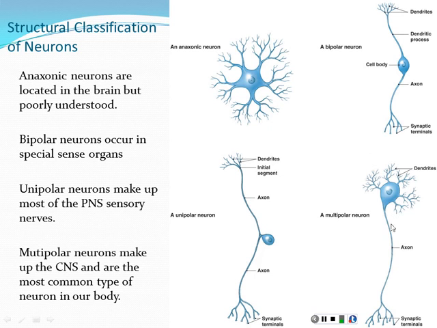And then we have the multipolar neuron, which is the one we typically see pictures of when you see the definition of neuron. You'll see a picture like this: lots of dendrites around the cell body, and then a long thin axon that ends in a sort of branching pattern. All right. So multipolar neurons are the most common and make up most of the CNS, or the central nervous system.